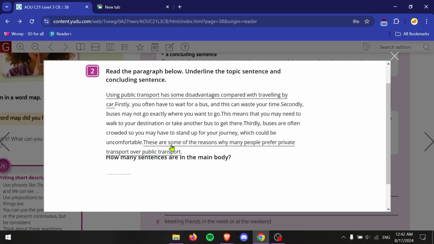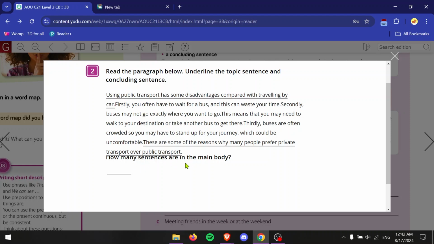The final sentence here is the concluding sentence. Notice how this concluding sentence basically mirrors what was being said in the topic sentence, just in different wording, and further explains why these disadvantages are the way they are. So these are some reasons why many people prefer private transport over public transport. And this is obviously the main body.